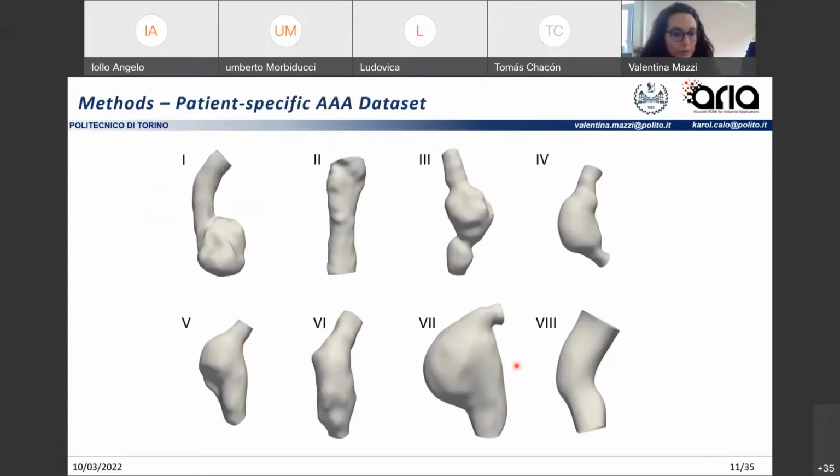Okay, so going to the methods, this slide shows the data set of 8 patient-specific models of abdominal aortic aneurysm, which Florian's team at Nuria provided us. And as you can see, this data set is characterized by a large geometrical intervariability in terms of aneurysm shape.